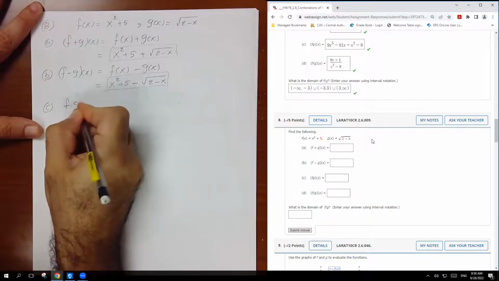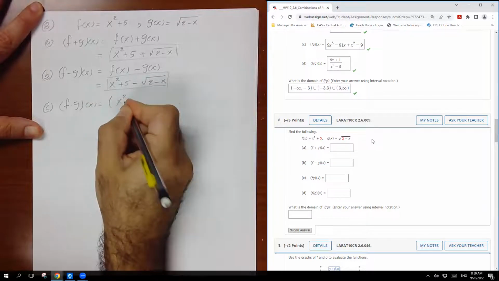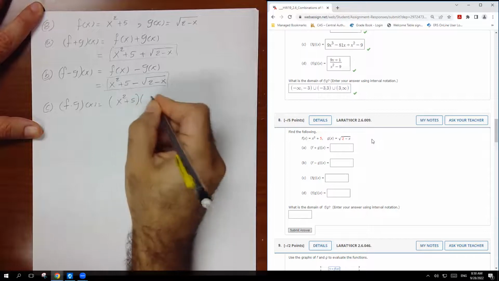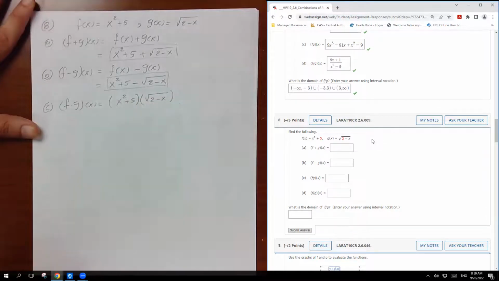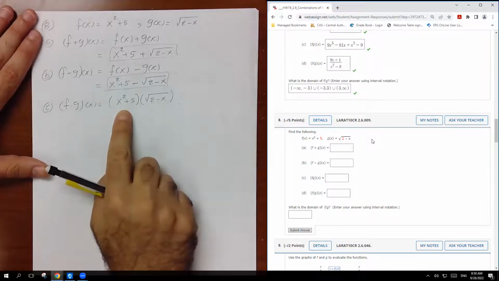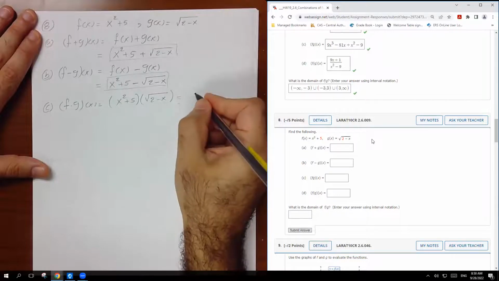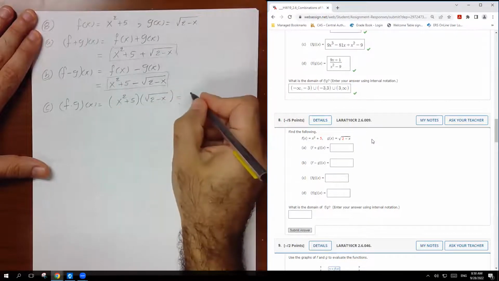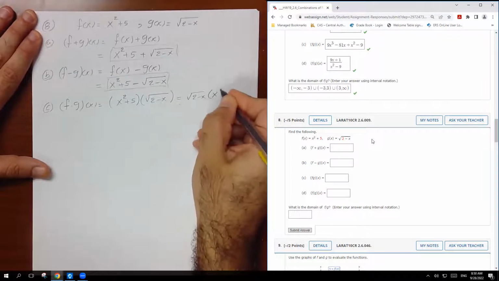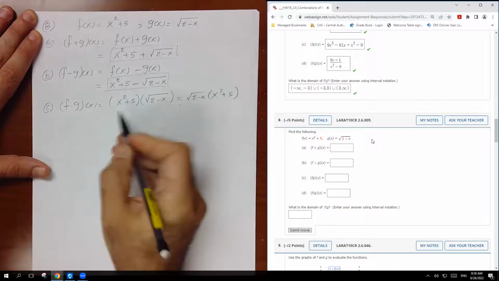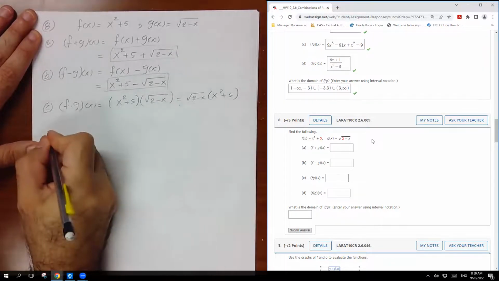F times g of x is going to be x squared plus 5 times g of x, which is 2 minus x. You can simplify this one, so you can just type it like this, or you can type it like this. You can say 2 minus x, parentheses, x squared plus 5. And I think if you type it like this, it is also going to be right. So one of these is going to be the solution.